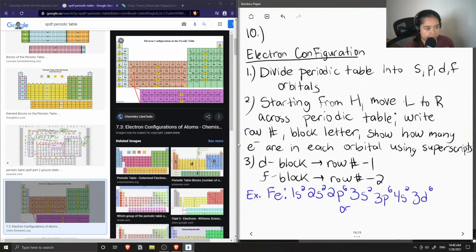So this is the full electron configuration of iron, but we can also write the shorthand configuration. So when writing the shorthand configuration, we write the noble gas that comes before iron in square brackets. So in this case, it's argon. And then we just continue on writing the remaining electron configuration as normal, 4s2, 3d6.